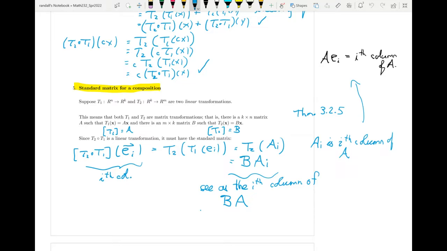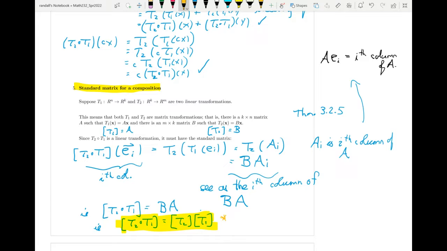Okay, so we've determined that the standard matrix of the composition is the matrix product BA. I.e., if you want to write it differently, the standard matrix of T2 composed with T1 is the product of their standard matrices. Here I don't have to relabel the standard matrices with A and B. So that's a very interesting formula.